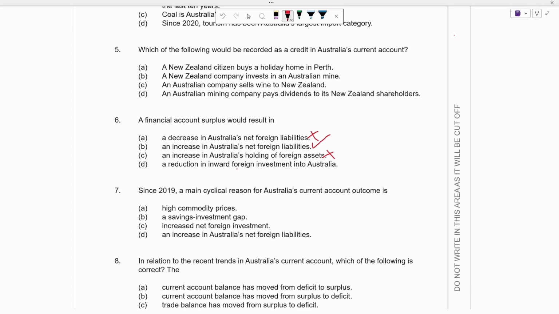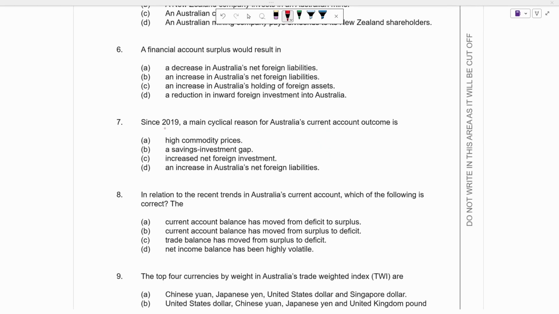D, a reduction in inward foreign investment into Australia. This one is also incorrect. A financial account surplus would result in a higher foreign investment into Australia. Since 2019, a main cyclical reason for Australia's current account outcome is, so what happened during 2019? Well, Australia recorded a current account surplus for the first time in 40 years.